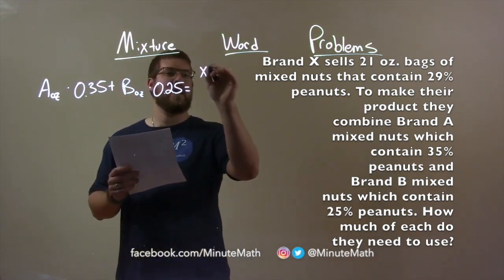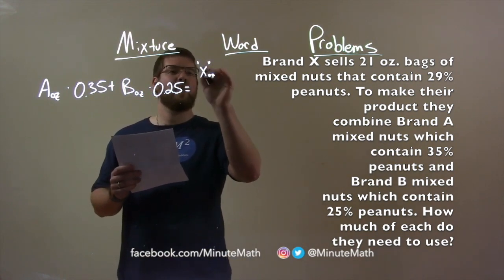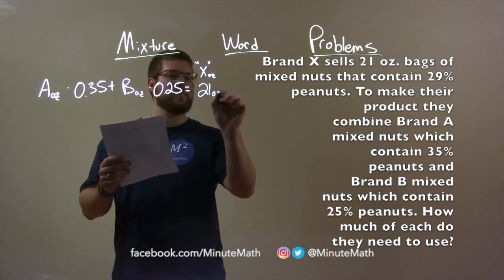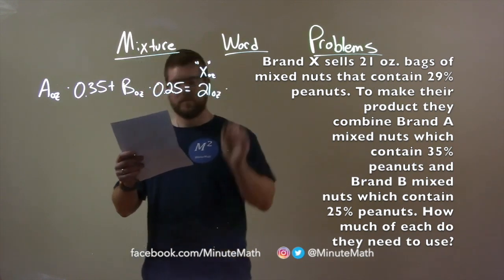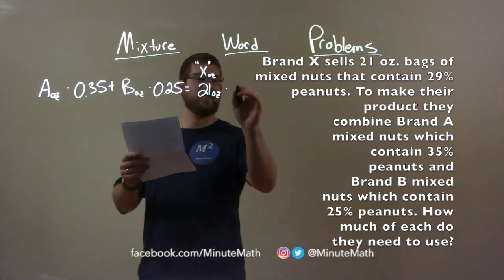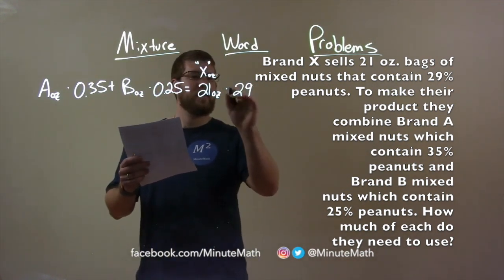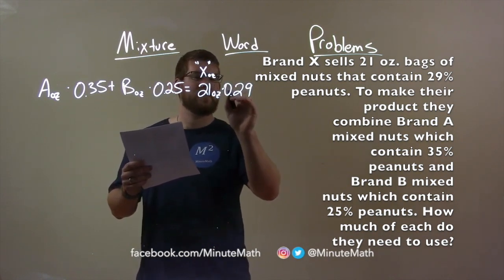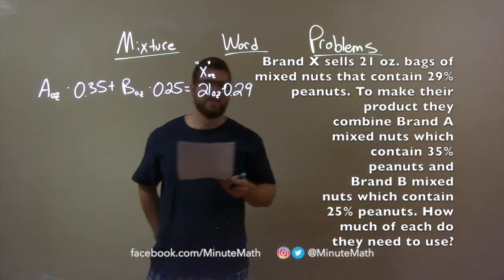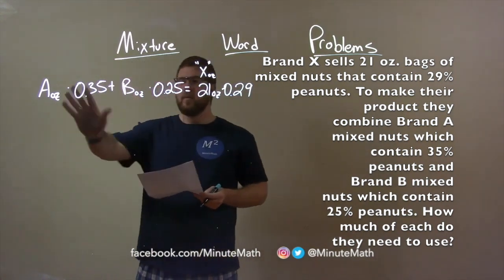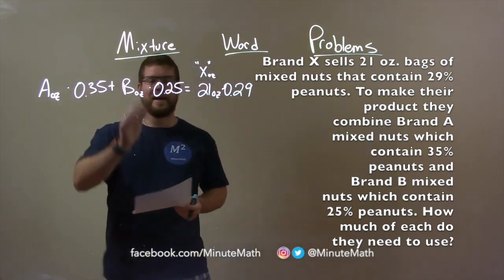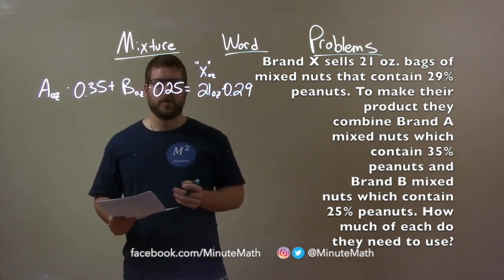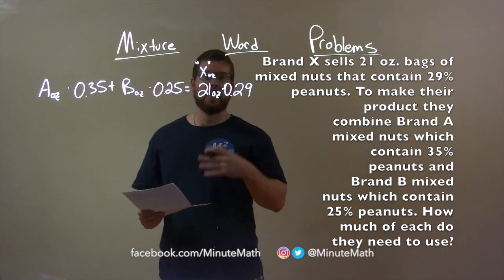So this is Brand X in ounces, but we already know what that amount is. That is 21 ounces, they told us. And the final Brand X contains 29% peanuts, and that as a decimal is multiplied by 0.29. I almost got ahead of myself. But notice that we have an equation here with two variables, A and B. When we have that, we can't solve that directly. So what we need to do is find another equation.